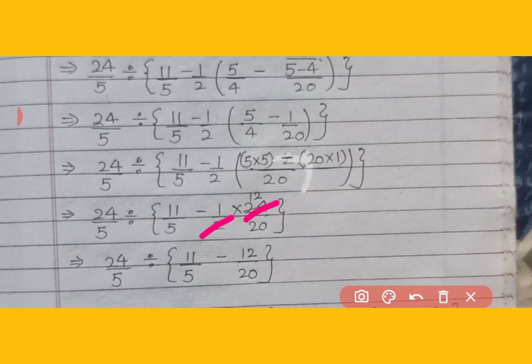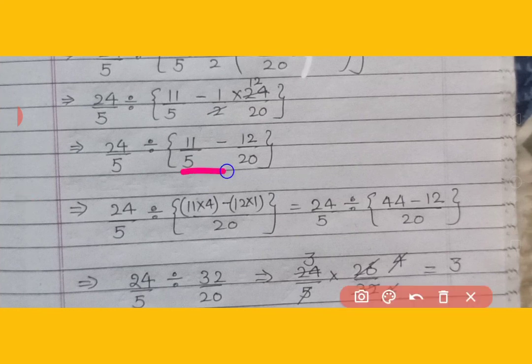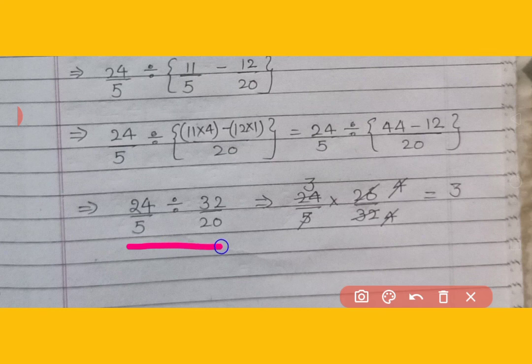Now 24 upon 5 divided by, in the medium bracket, 11 upon 5 minus 12 upon 20. So 5 and 20 are taken for a common denominator. 20 became the common denominator. 5 4s are 20, so 11 4s are 44. 20 1s are 20, so 12 1s are 12. So it became 24 upon 5 divided by, in the medium bracket, 44 minus 12 upon 20. So it changed into 24 upon 5 divided by 32 upon 20.